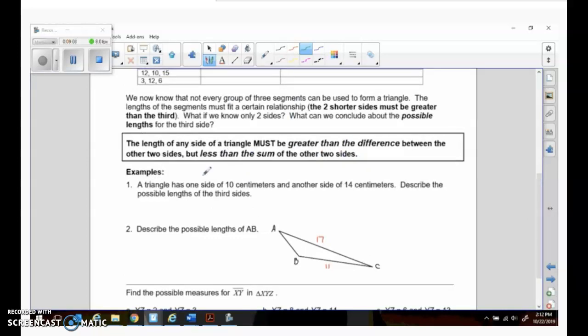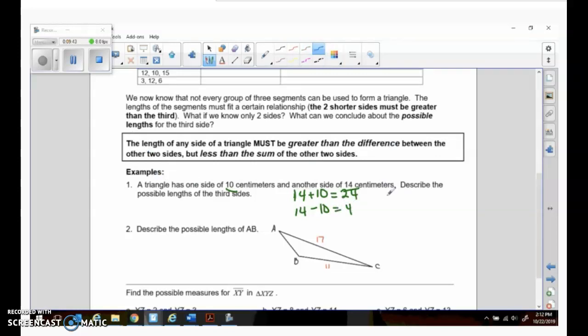Okay, so here's our official definition. The length of any side of a triangle must be greater than the difference between the other two sides, but less than the sum of the other two sides. So we've got one side that is 10 and one side that is 14. So let's first find the sum, and then let's find the difference. So 14 plus 10, that'll give us 24, and 14 minus 10 will give us 4.